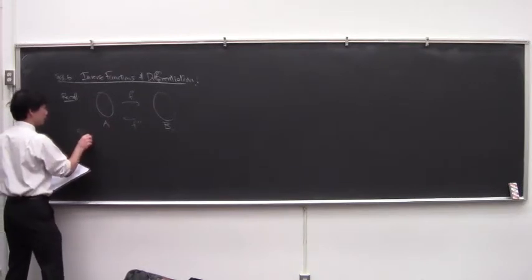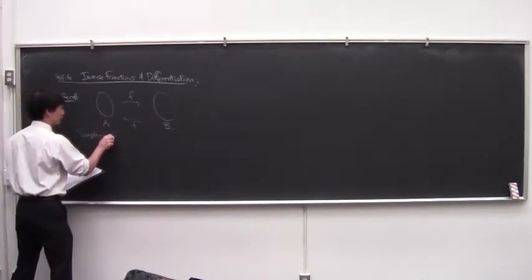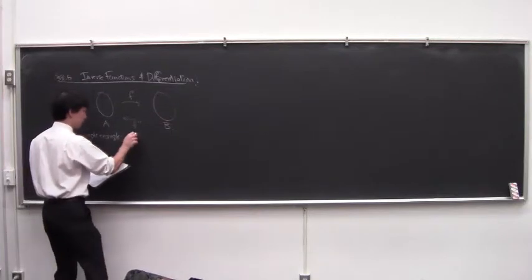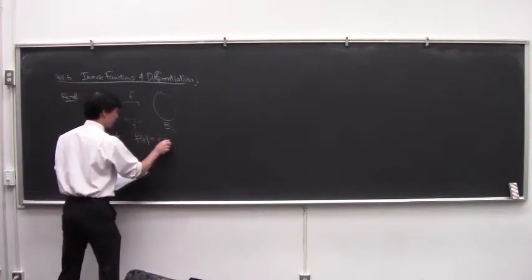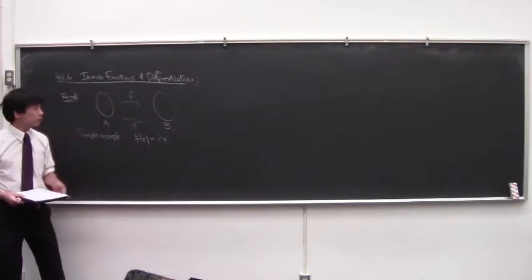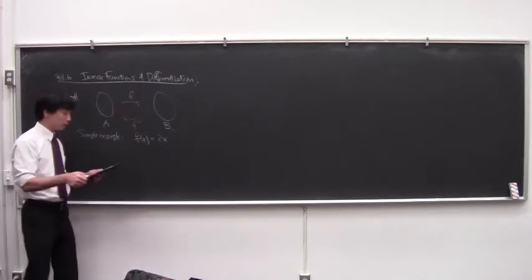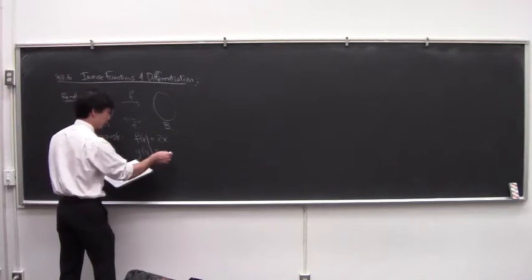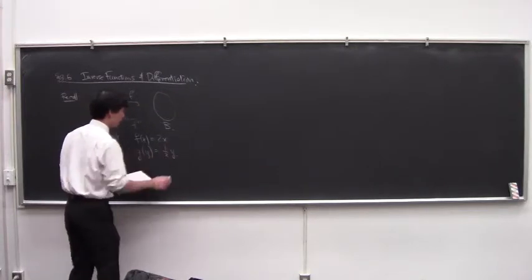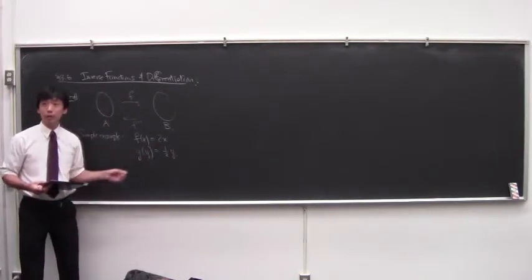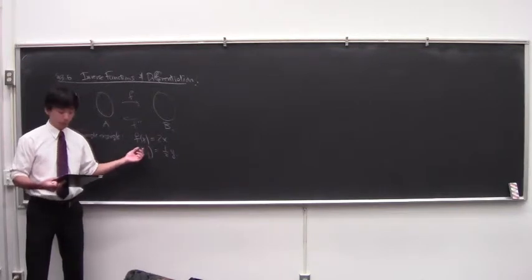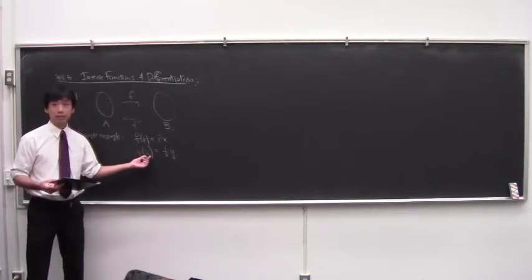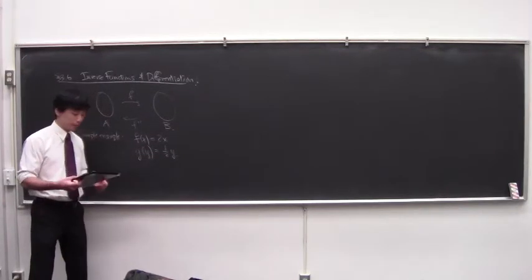So, simple example, f of x is 2x. So there's a function that multiplies by 2. Then you have this other function, g of y, that says g of y is 1 half y. And this reverses the effect. It takes in something and then returns you half of that.